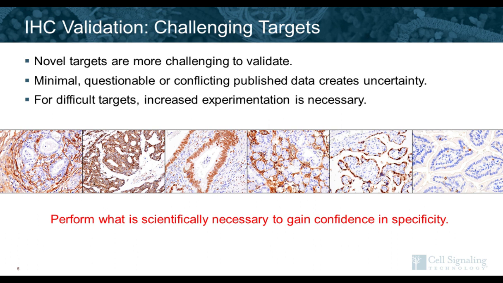What makes some targets more challenging than others? Well, for some novel targets, there is little to no biological data available. In these cases, the literature can tell us very little about what cells and tissues we should expect to be positive. Conversely, some well-studied targets can also be challenging to validate in IHC, as the available literature can be questionable or even conflicting. I'd like to note that when reviewing IHC data in the literature, it must be evaluated critically in instances where strong evidence is not demonstrated for the specificity of the antibodies used. For these difficult targets, an increased variety of validation techniques are typically required. One must perform what is scientifically necessary to gain confidence in specificity.